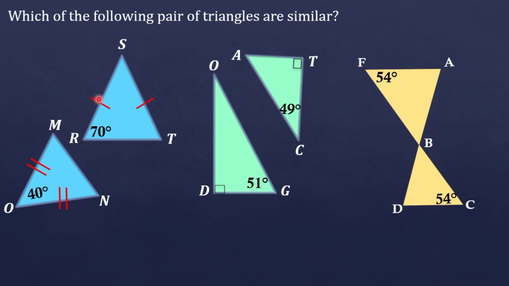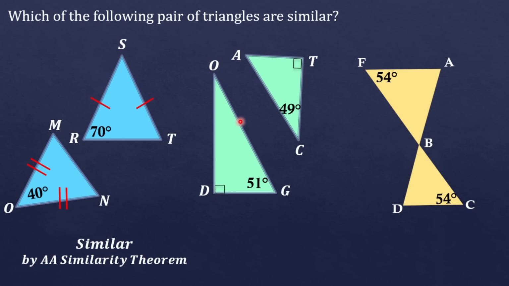Now, since ito rin po ay isosceles, ibig sabihin itong base angles mo ay congruent. So, if this is 70, ibig sabihin 40 rin yun. So, meron ka ulit isa pang angle na congruent. So, ibig sabihin, these 2 triangles are similar by AA Similarity Theorem.